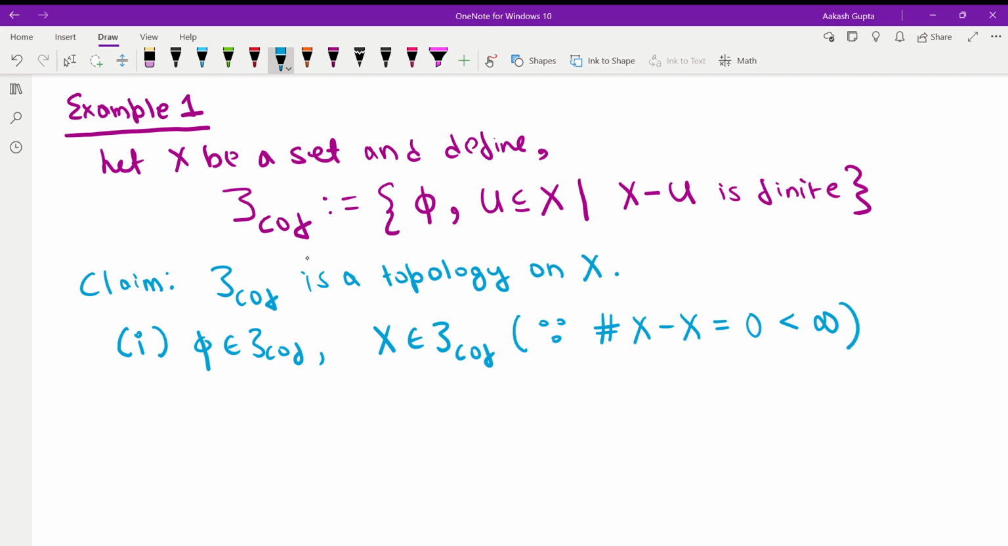Now, let us move on. What is the second property? We have to take two sets and show their intersection is there. So let U, V belong to tau. What it means, guys? It means X minus U and X minus V are finite.